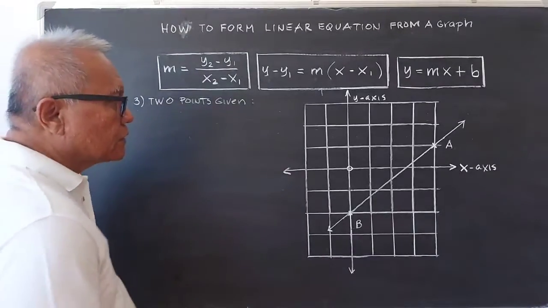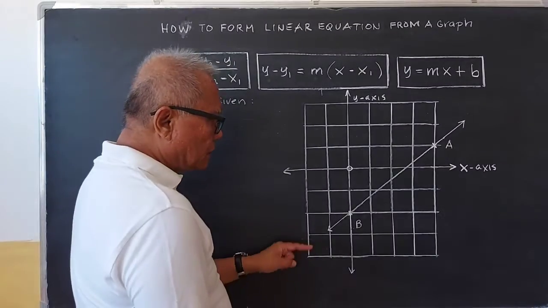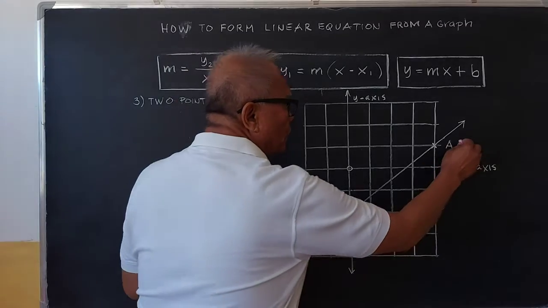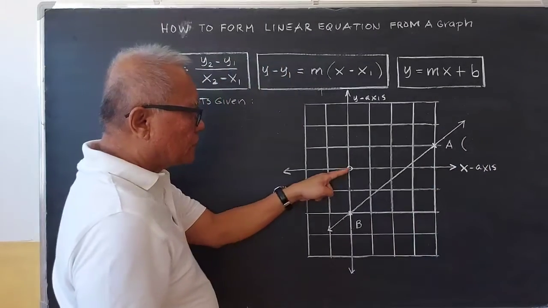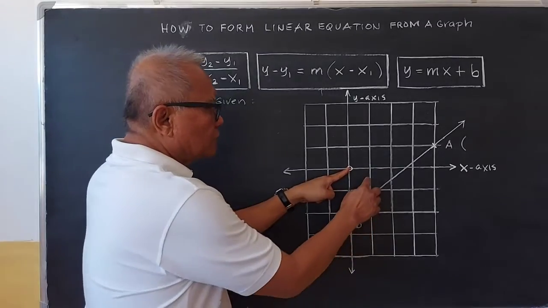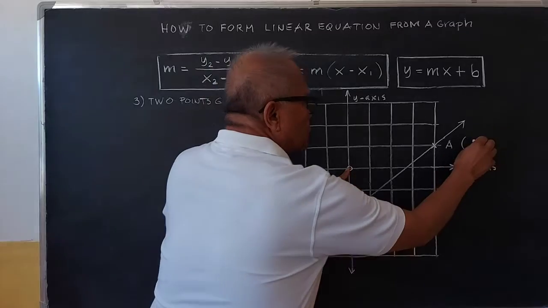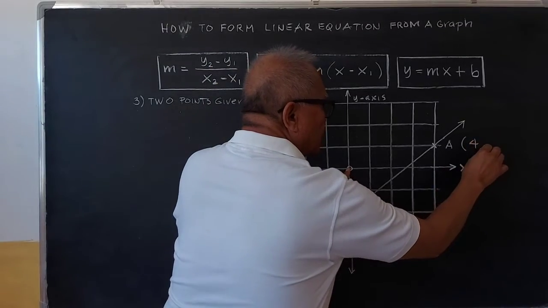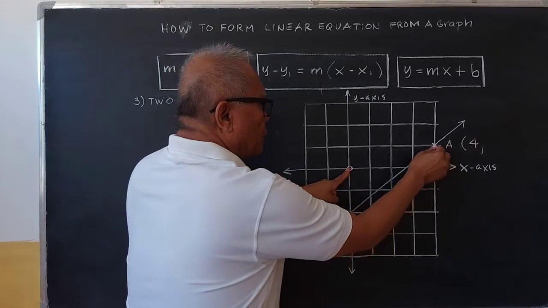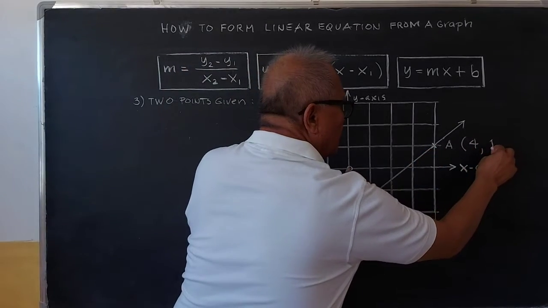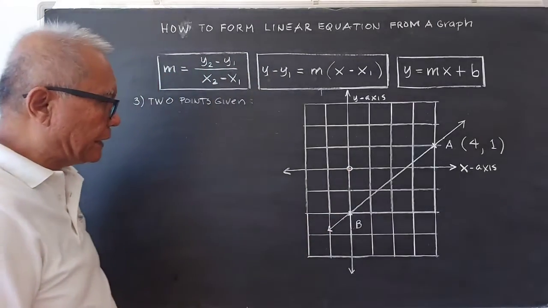So let us determine the coordinates of point A and B. For point A, what is the coordinates of point A? So this was the origin. Let's have the x first: 1, 2, 3, and 4. So our x coordinate here is 4, and then goes up 1. So 4, 1 is our coordinates for point A.